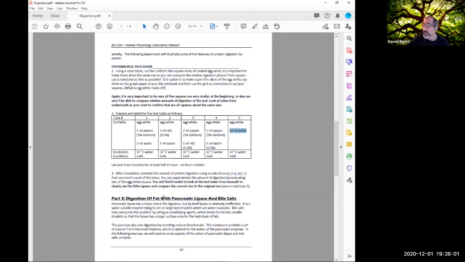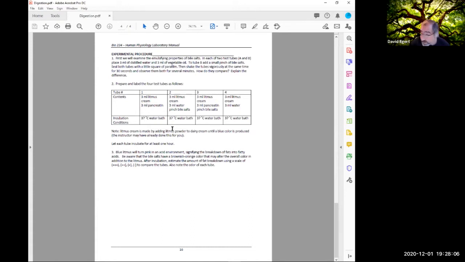And then finally, digestion of fat with pancreatic lipase and bile salts. We have the cream. Litmus cream just means cream with a pH indicator in it, and some pancreatin. We have litmus cream without any pancreatin, just with some bile salts. We have litmus cream with pancreatin and bile salts together. And then we just have litmus cream sitting with water. In each of these 4 cases, tell me what you expect to see. Do you expect to see breakdown or not, a lot or a little?